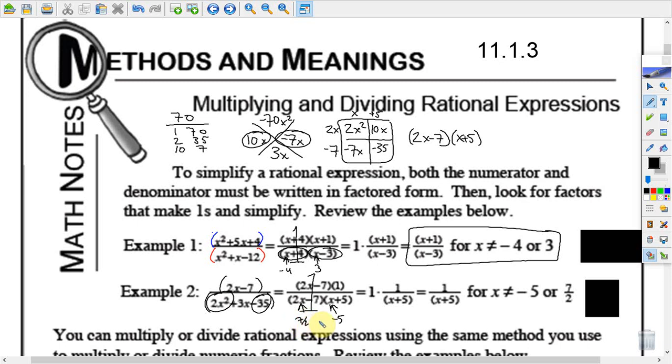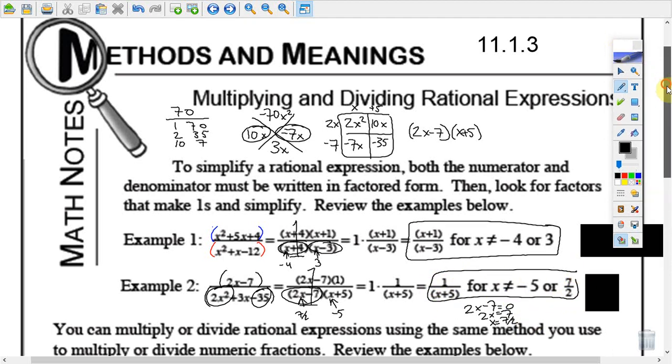If you're confused about the 7 over 2, what you do is you set this factor equal to 0. So you say 2x minus 7 equals 0. Add 7 to both sides, we get 2x equals 7. Divide by 2, we get 7 over 2. So if x was 7 over 2, we would get 0. So here's our final answer.